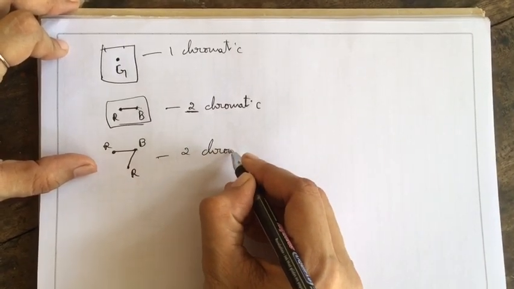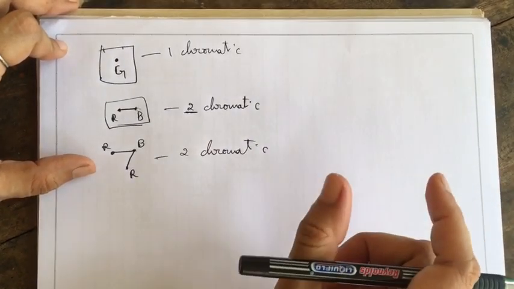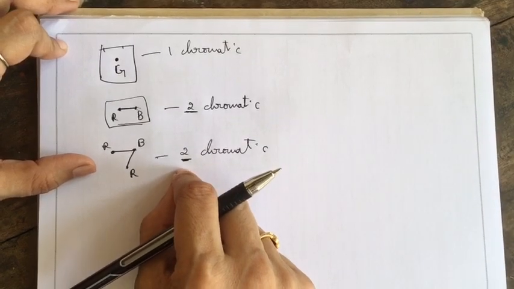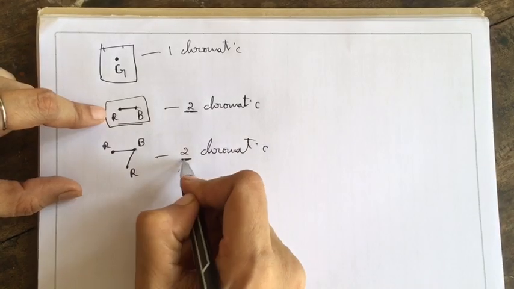So that's the remark. A graph with one or more edges without self loop is at least two chromatic. The minimum number of colors required to color a graph with one or more edges is 2.